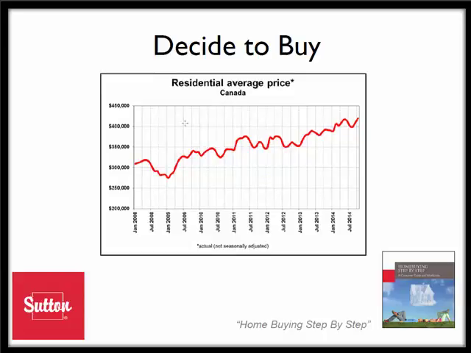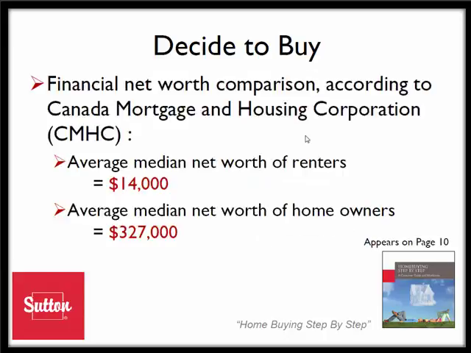As you can see, the average residential house price across Canada was around 300, and it's now a little bit above 400. It's not going crazy. People think it's going up massively, it's not. It's just going up on a steady curve. So that's basically what's happening. Financial net worth comparison, according to CMHC.